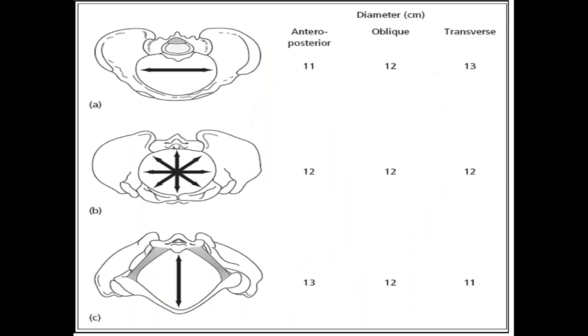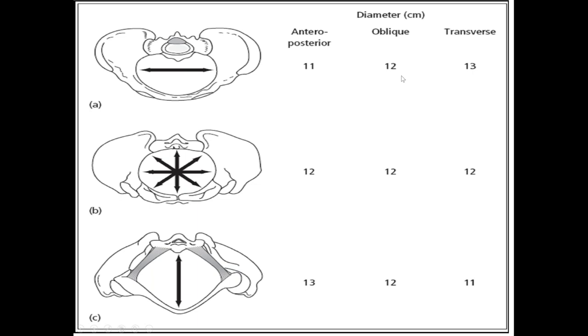So here, the pelvic diameters are very important. This is related to labor, the mechanics of labor, or the passage of the fetus through the pelvis or the birth canal. So we start with the pelvic inlet, the pelvic cavity, and the pelvic outlet.